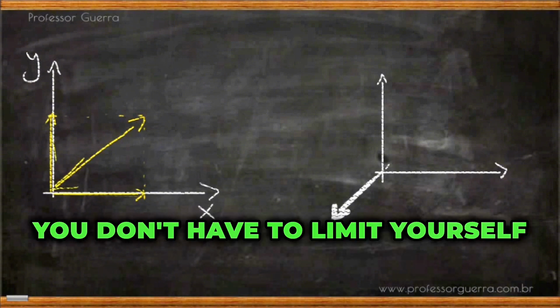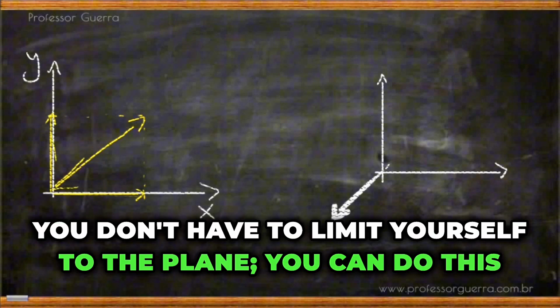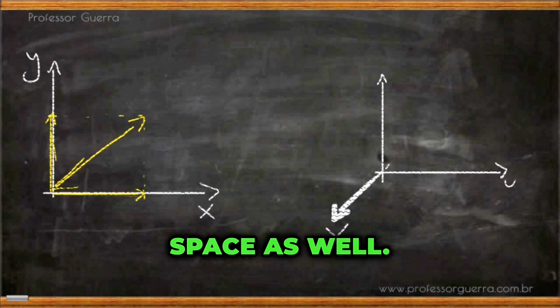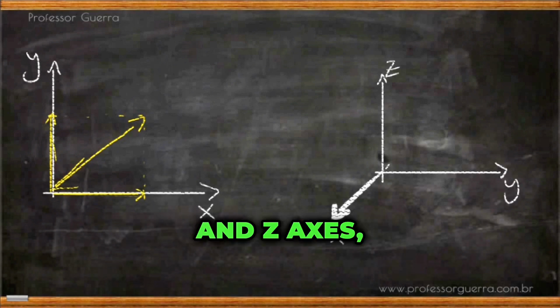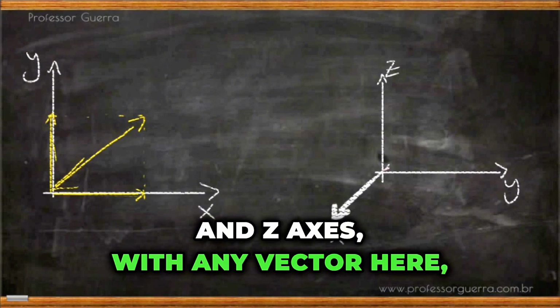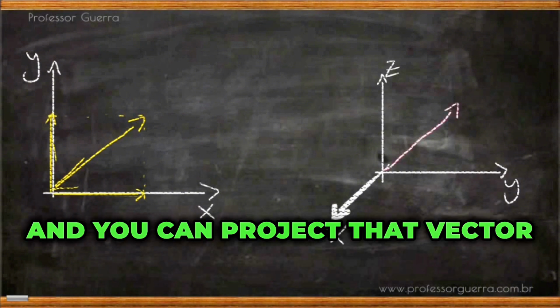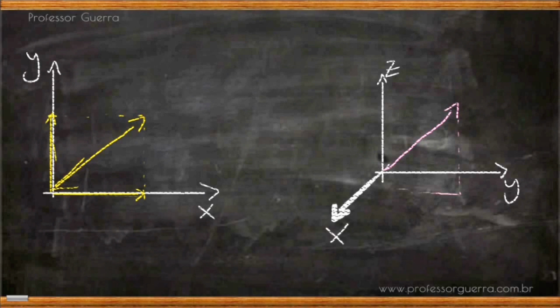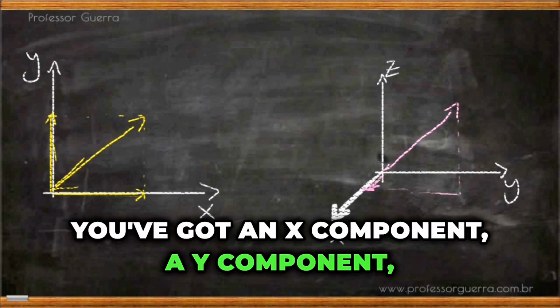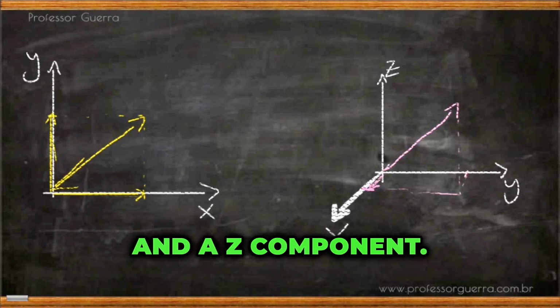You don't have to limit yourself to the plane. You can do this in 3-dimensional space as well. Here you have the x, y, and z axis with any vector here. And you can project that vector onto these 3 spatial components. You've got an x component, a y component, and a z component.